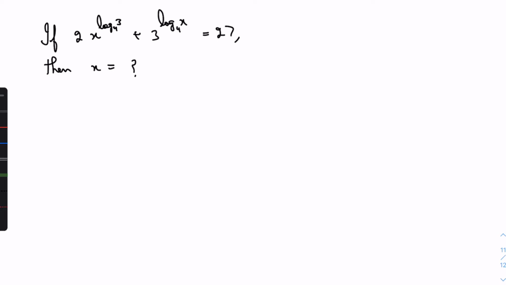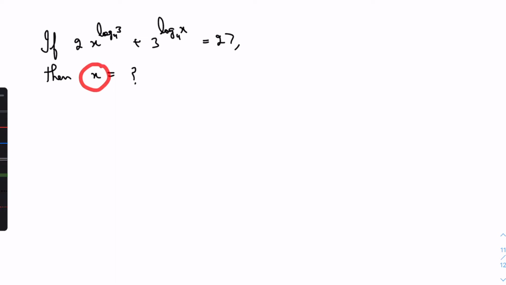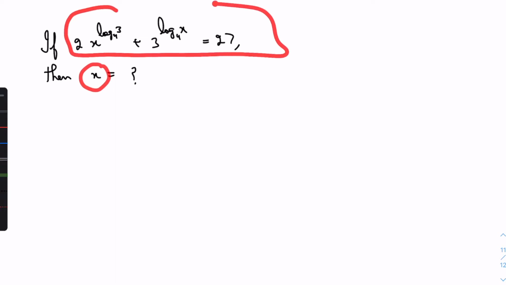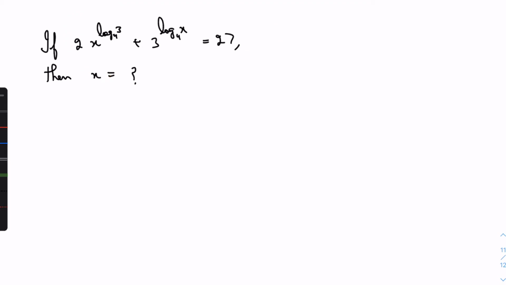All right, so let's take up this simple problem. We are required to find the value of x from this given equation. So let me read this once. Twice of x raised to power log of 3 base 4 plus 3 raised to power log of x base 4. This is given to be 27. We need to pull out this x.